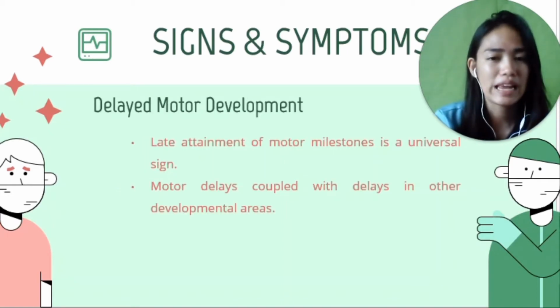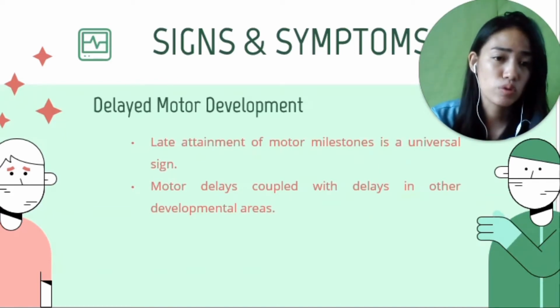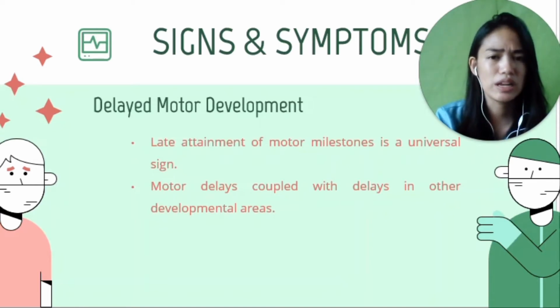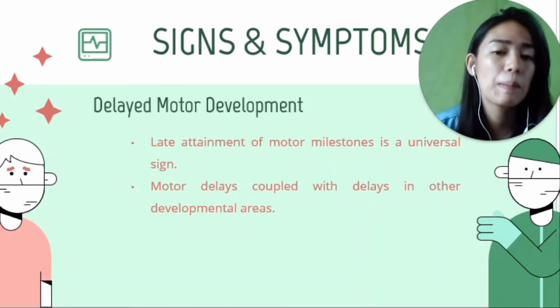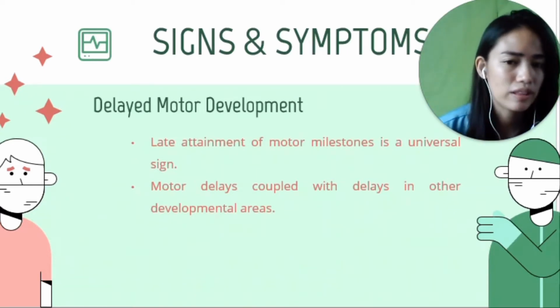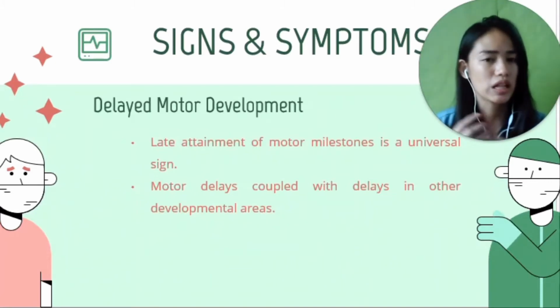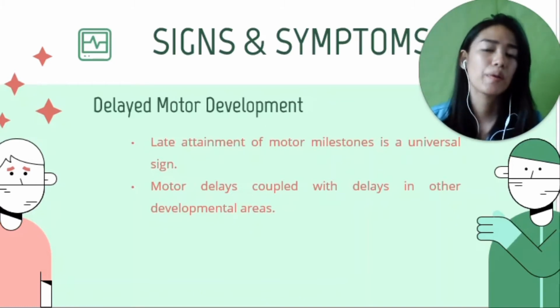So next, we have delayed motor movement. So here we have late attainment of motor milestones is a universal sign for patients with cerebral palsy. So dili nila ma-meet ang motor milestones expected for their age. We also have motor delays coupled with delays in other developmental areas. So not just motor, kay diba all our systems are like working together man jud, dili man siya separate system each. So other developmental areas are likewise affected.